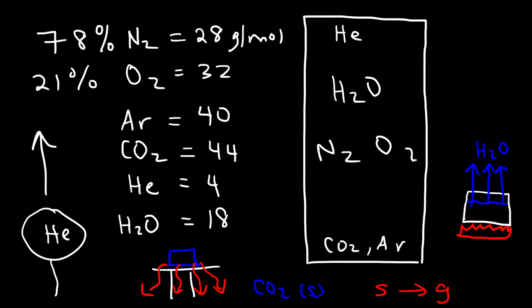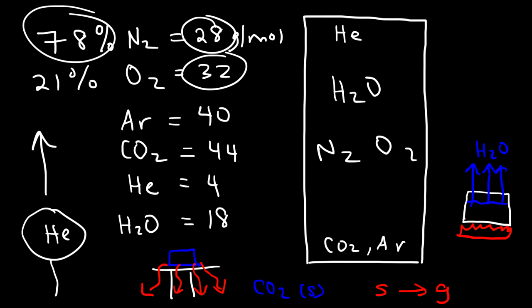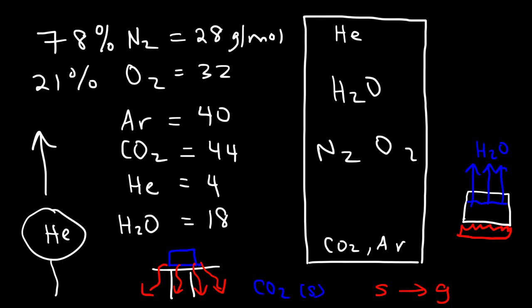Since air is mostly composed of nitrogen and oxygen, the average molar mass of air is somewhere between 28 and 32. Since there's a lot more nitrogen gas than oxygen, the average molar mass of air should be closer to 28 than 32. So it might be like 29 or something.